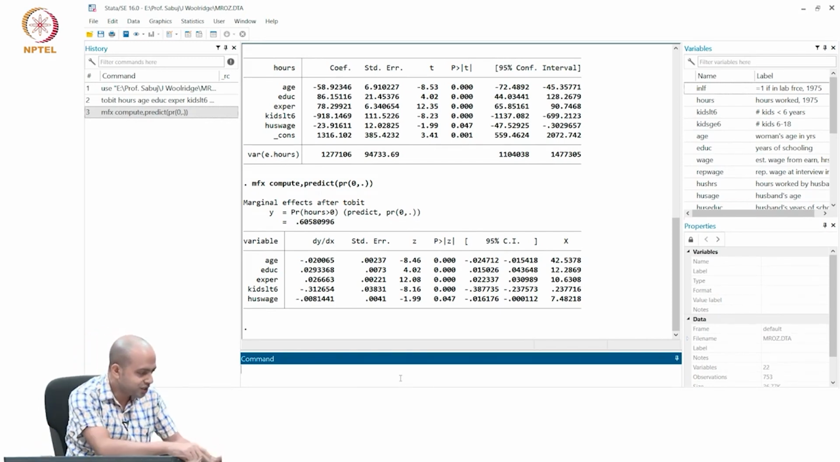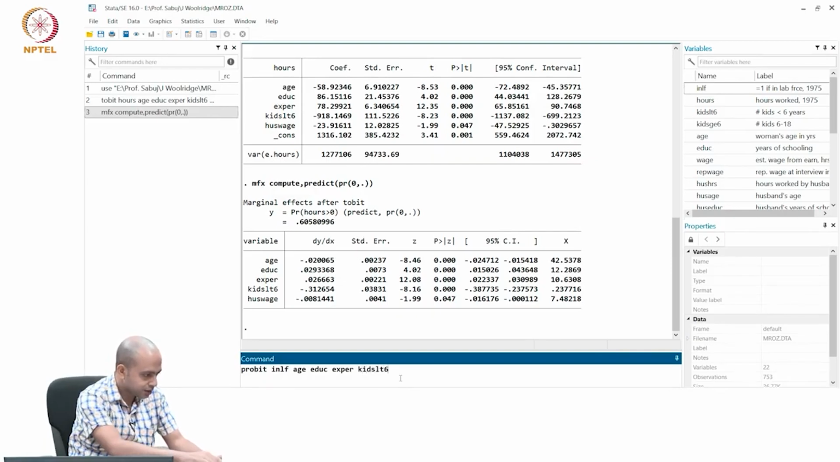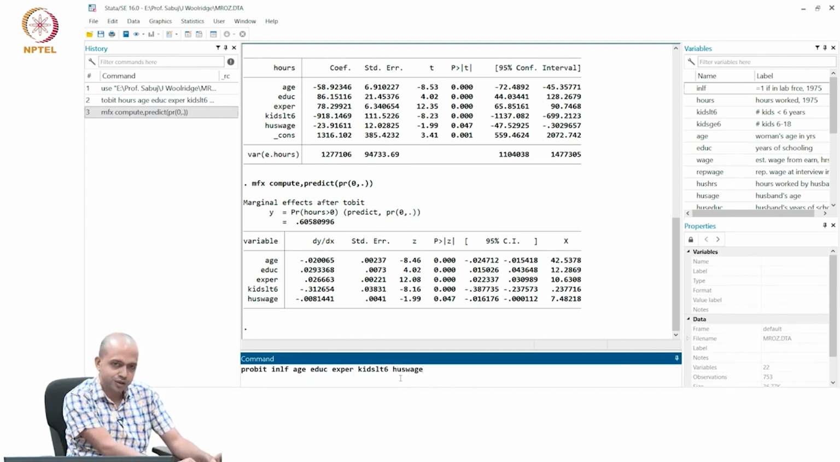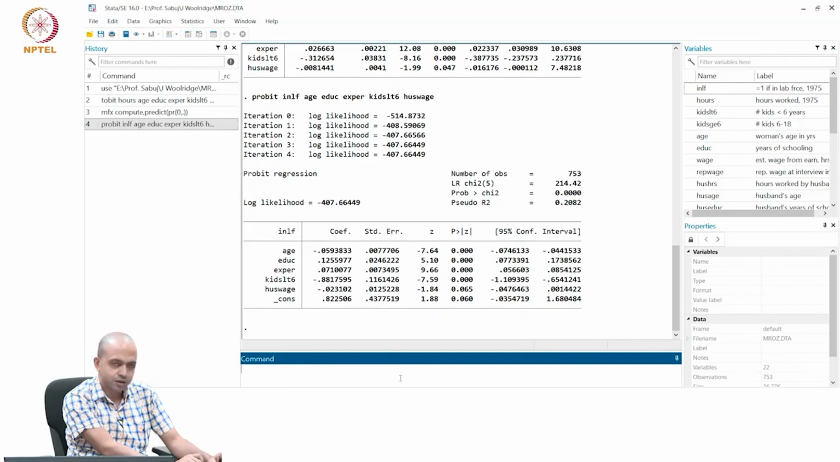Now, if I compute the same model using Probit, what will happen? So, the command would be probit inlf, then age, education, experience, kidslt6 and husband's wage. This is your Probit model, and the dependent variable, of course, is hours here. In the context of Probit, it is inlf, and then this is the output.